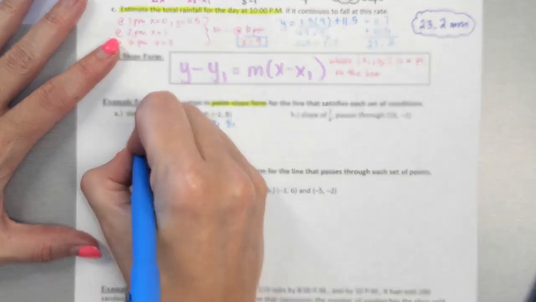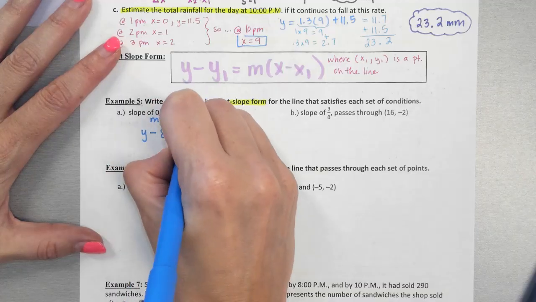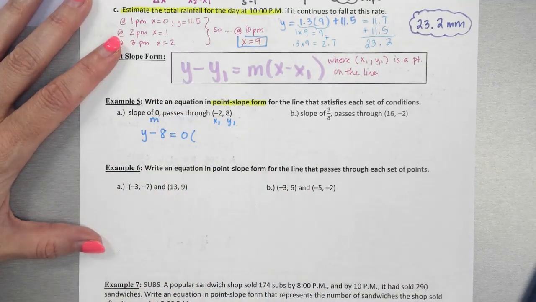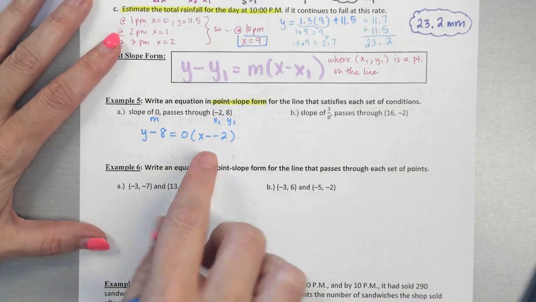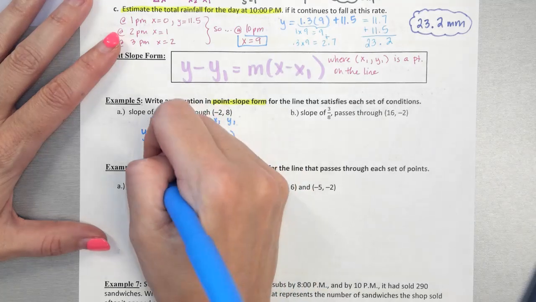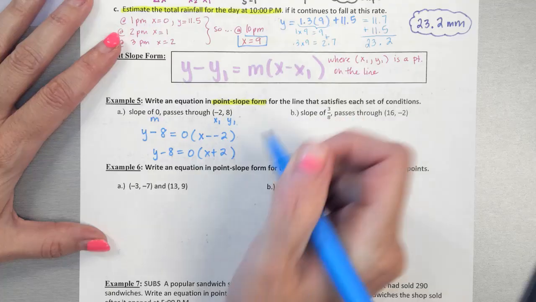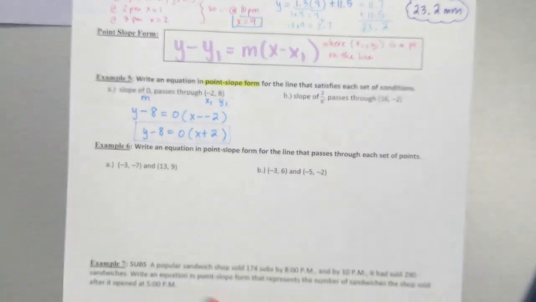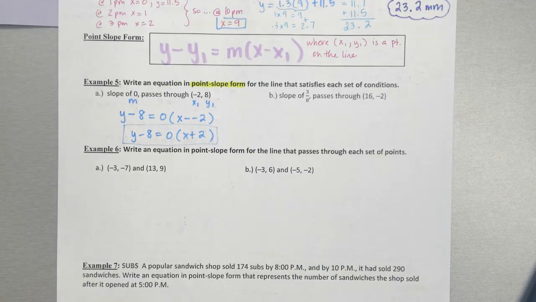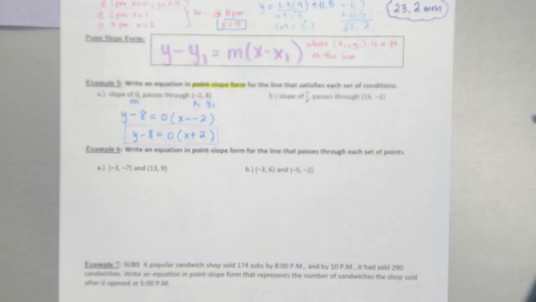So if I'm using this, okay, it's y minus 8 equals 0, and then x minus negative 2. The only thing you have to do is simplify this. If you have minus a negative, you're going to leave the 0. You're not going to distribute that. You're going to leave it in point slope form. Okay, so you're going to leave it just like that. Okay, so based on A, can you guys go ahead and do B?